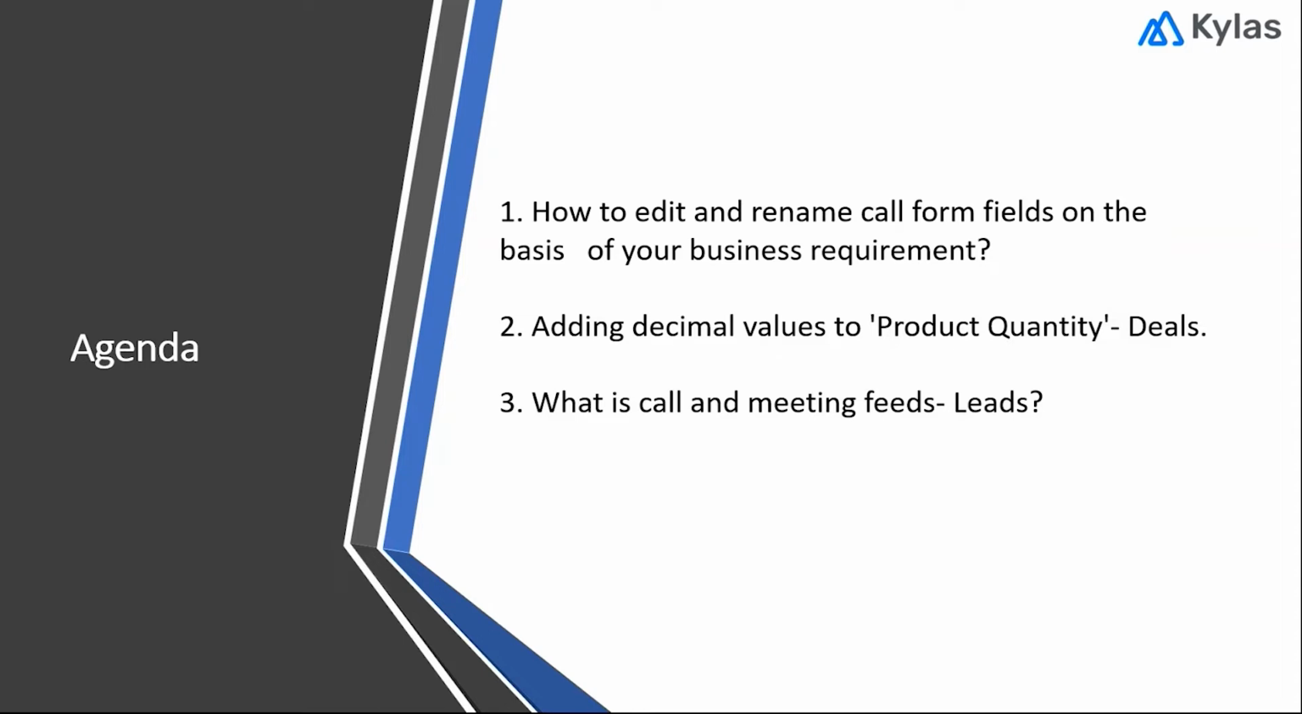Followed by that, we will be looking at how we can add decimal values in the product quantity for the deal creation. And after that, last but not the least, the call and meeting fields on the lead business entity. To understand what exactly these features are and how this will help our businesses, let's understand the use case related to each feature.